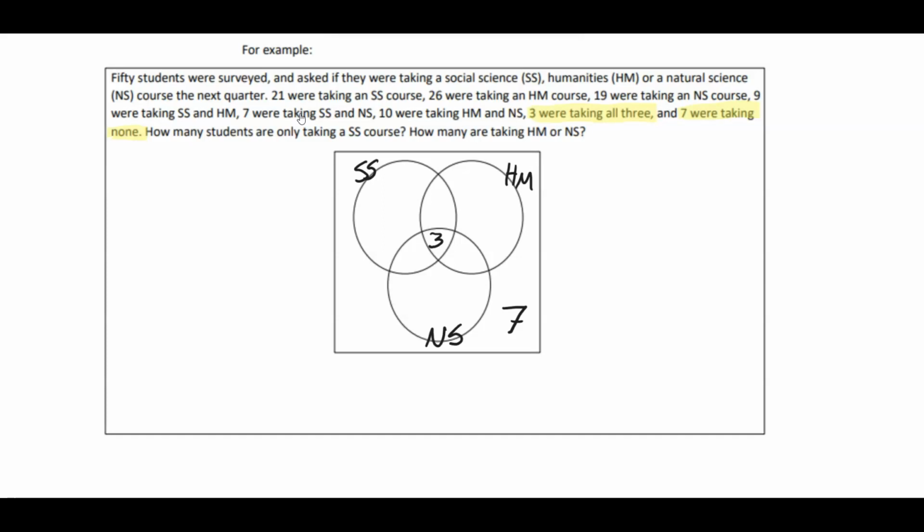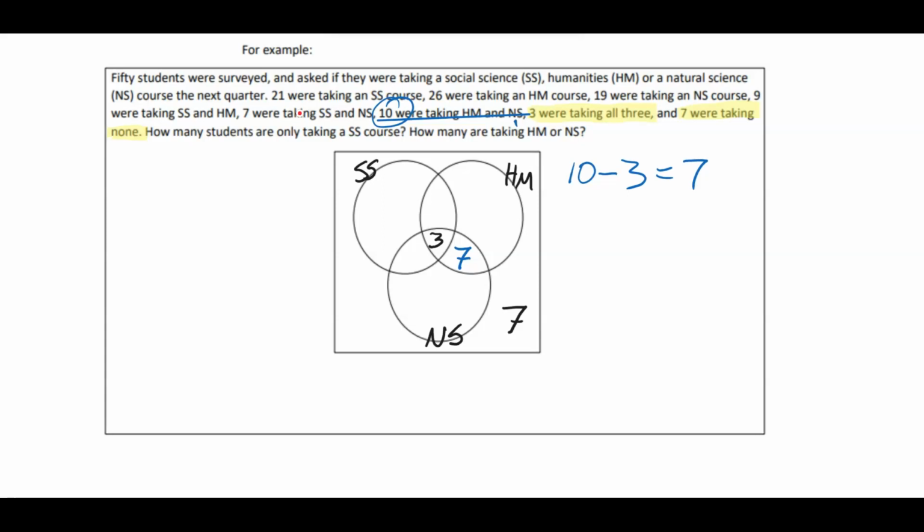Next up, we have this information. 10 were taking HM and NS. So if we look at the HM and NS, it's this region, this 3, and the empty region here. So if we do 10 total, minus the 3 that we already have in one of these regions, we get 7. That's the stuff in the other region. So now we have the 3 plus the 7.